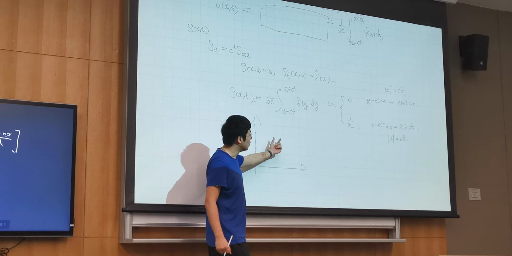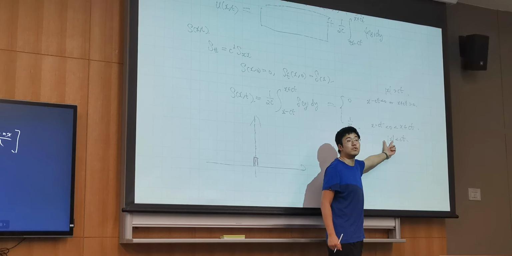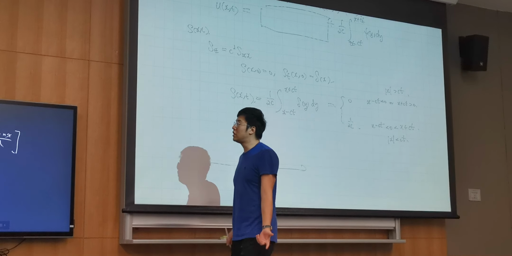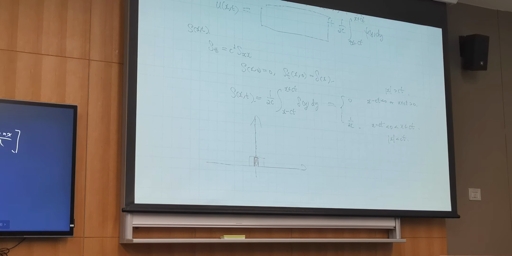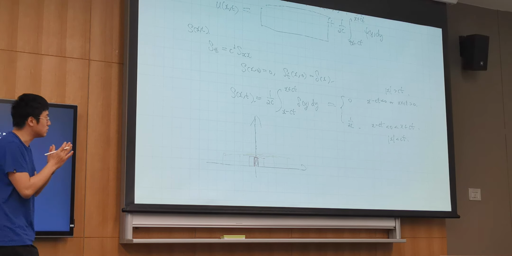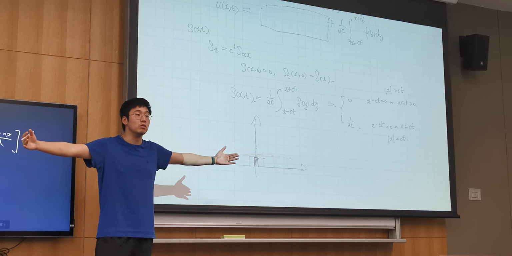When t is very, very small, the interval over here is also small. But when t becomes larger and larger, the place where S(x,t) is not 0 becomes larger and larger. So when t evolves, this will become something like this, and then like this. The interval expands, and it will grow linearly.